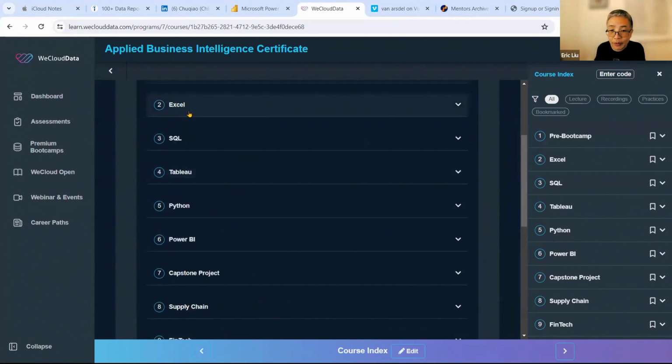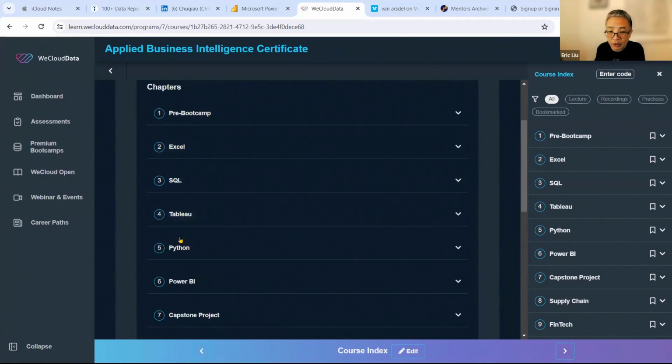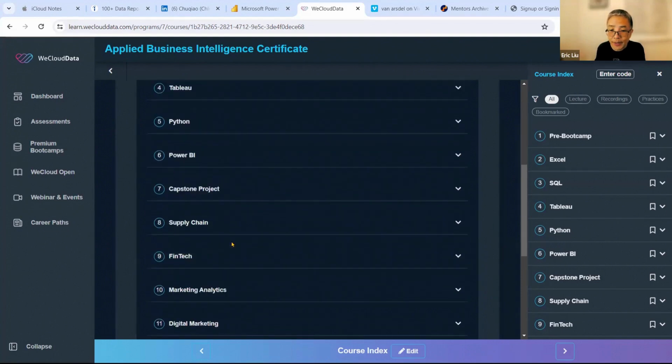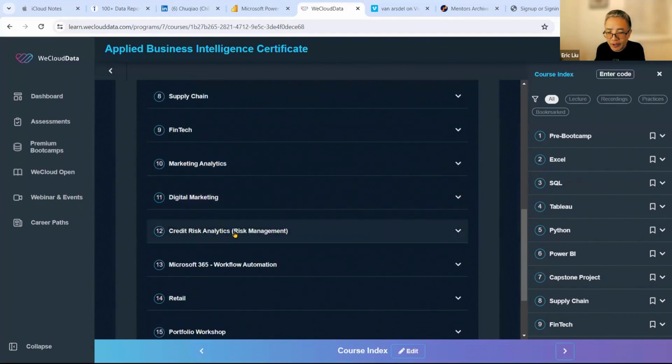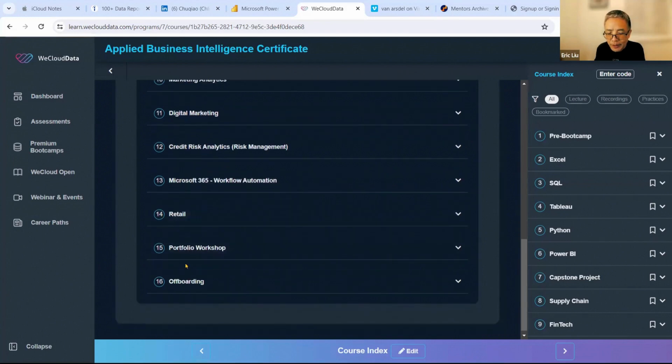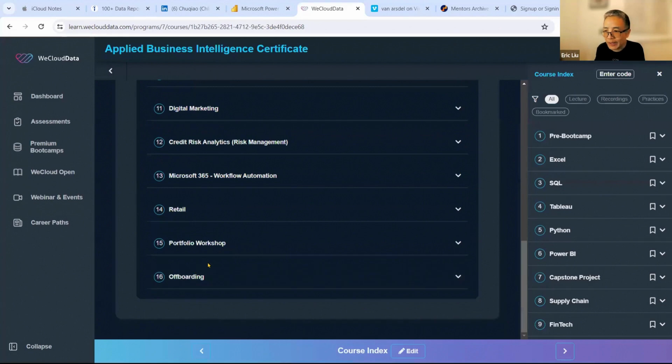So if you count 5 tools, Excel, SQL, Tableau, Python, Power BI, and then we have capstone project. This is actually going to almost the end of it. We need to resequence this. And then supply chain project, fintech project, marketing analytics, digital marketing, credit risk analytics. This is Power Platform, retail. And then we host a portfolio workshop to help you build a portfolio. And then offboarding. Any question on this?